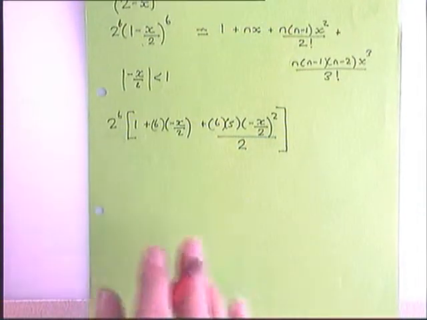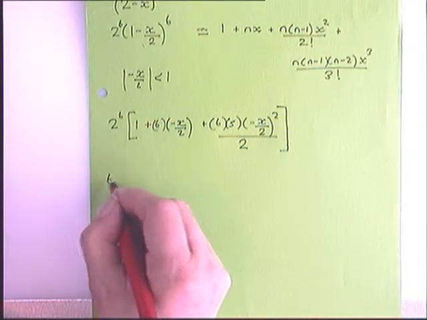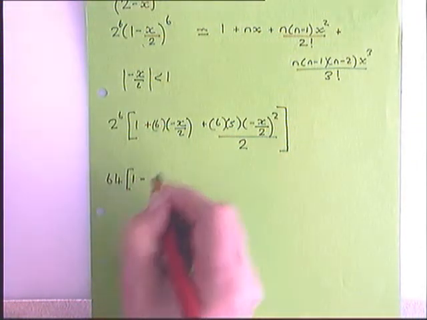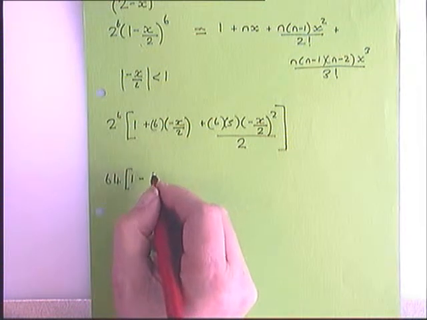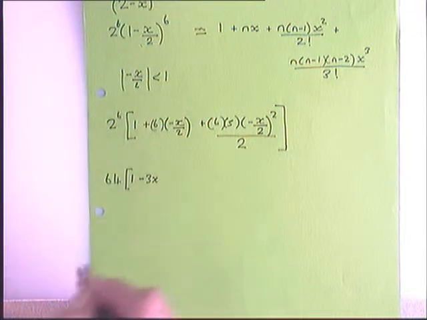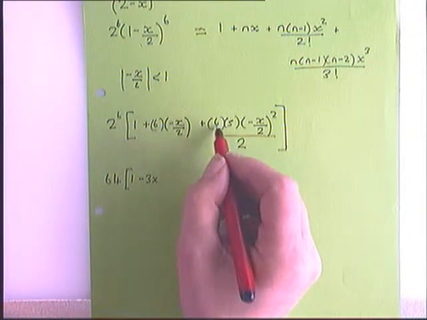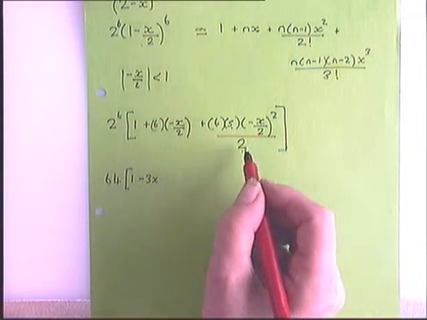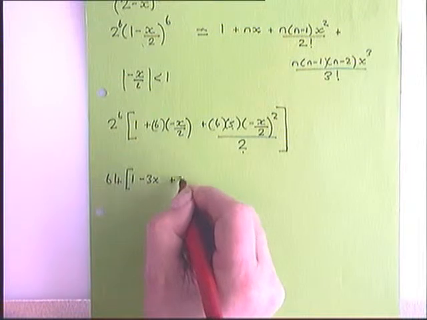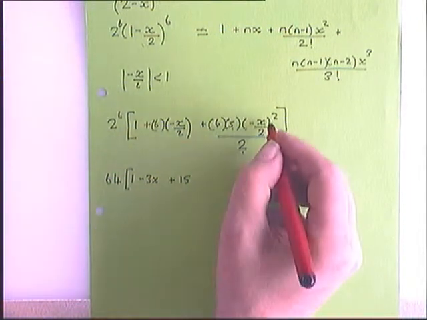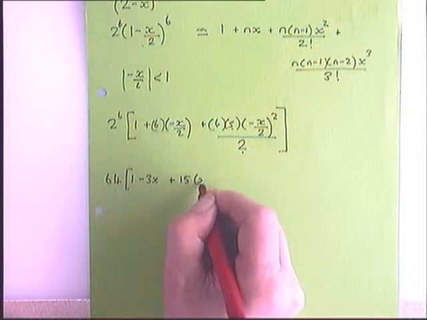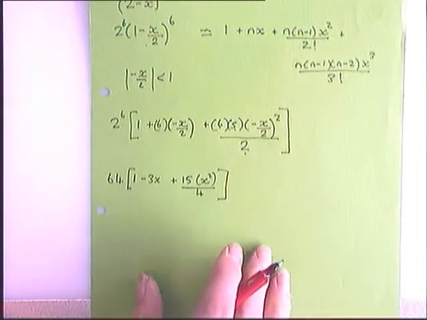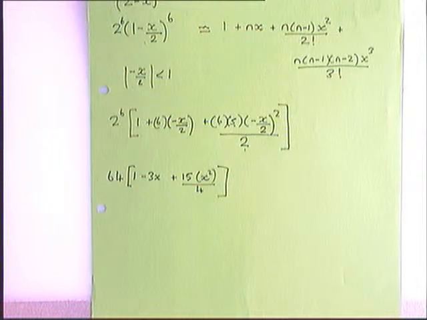So 2 to the power 6 is 64, so I'm just going to change that to 64. That becomes 1. Minus 6x over 2 becomes minus 3x. And then here, 6 times 5 is 30, divided by 2 is 15. So that will become plus 15x squared over 4. And I'll leave that as a top-heavy fraction.